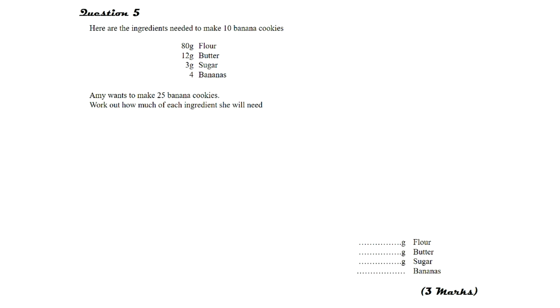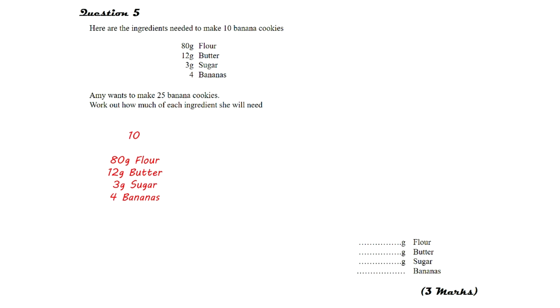So I always remember it like this: I'm going to have to divide and then times up. These questions will always get you to divide first and times up. So if I know that 10 banana cookies is made using 80 grams of flour, 12 grams of butter, 3 grams sugar and 4 bananas, and I need to get to 25, well, first of all I'm going to think about the factors of 10. So I've got 1, 2, 5 and 10, and of those numbers 25 is in the 5 times table. So 5 is going to be my stepping stone to get to 25.